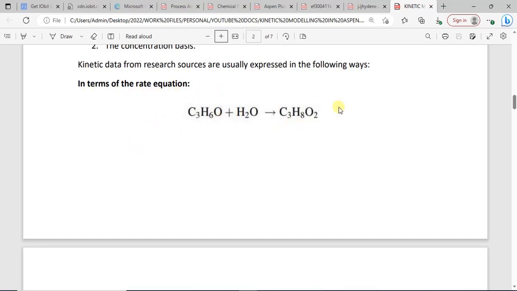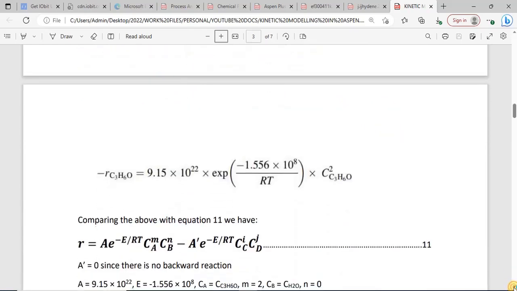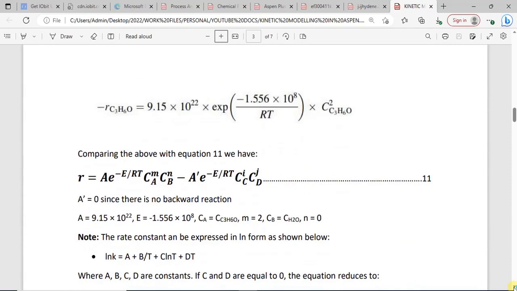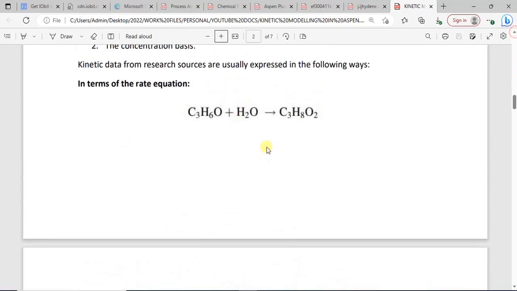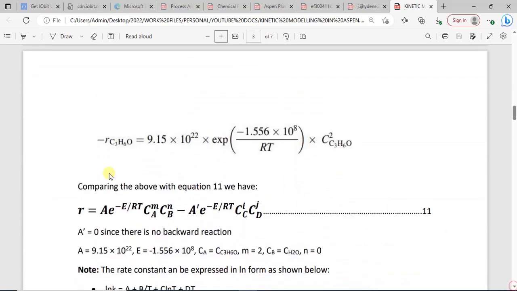Now, let's look at a rate equation that I imported to this document. So we have this reaction. This one is an irreversible process. You have C3H6O plus H2O to give you C3H8O2, so it's an irreversible process. And then you have the rate expression as this.